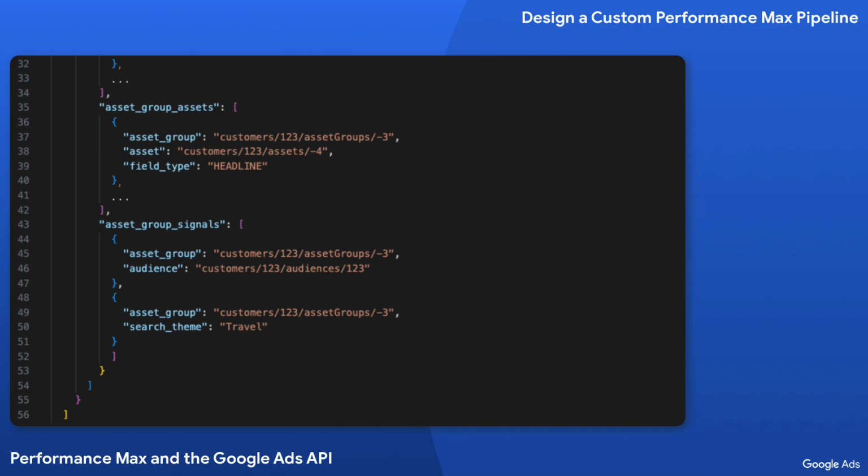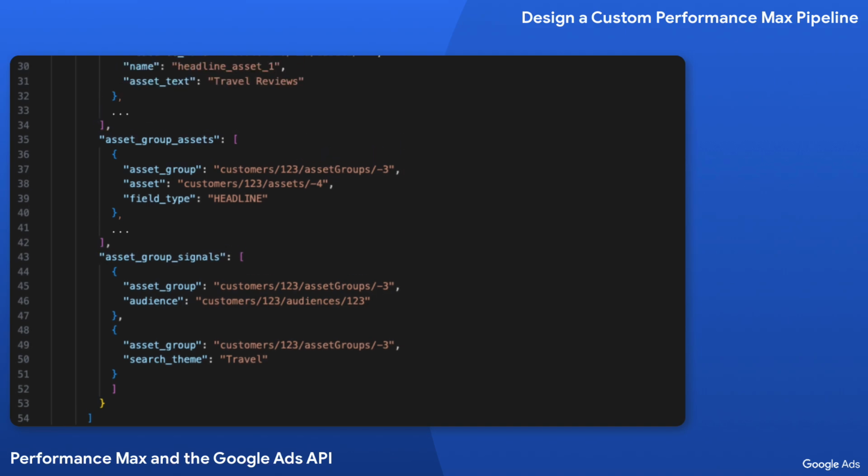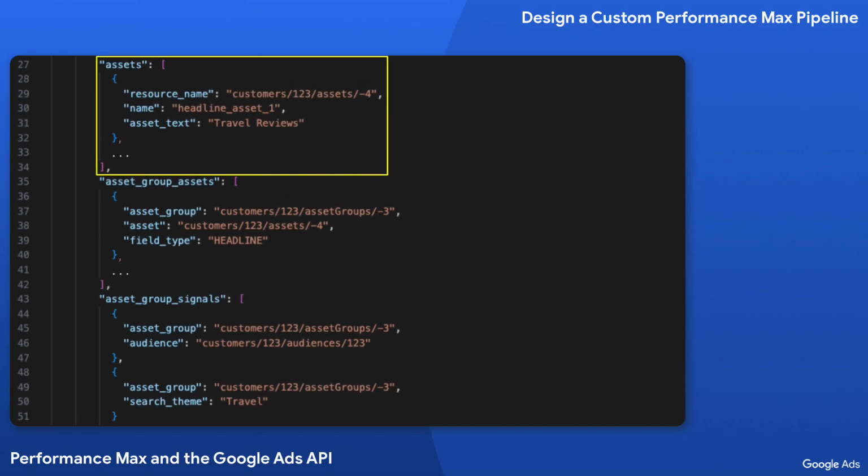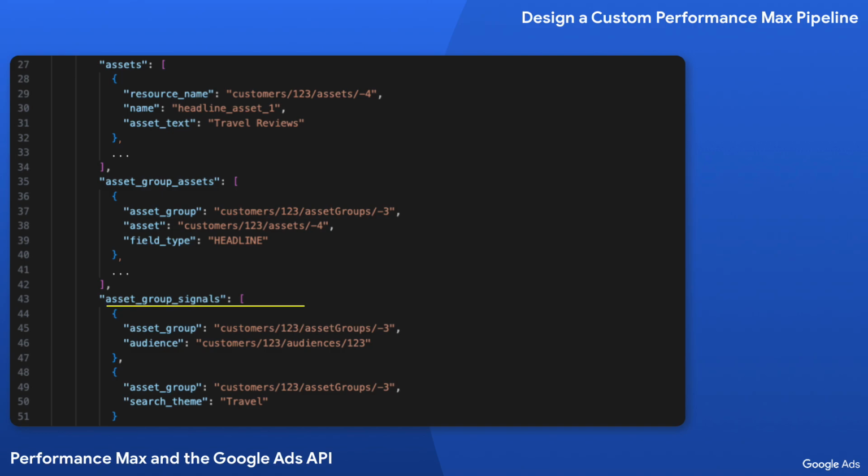The next change I want to point out is that the resources that were nested in each asset group now more closely resemble the underlying resources we'll be creating. To that end, we no longer have an asset group info field. This will instead be represented by a list of asset group assets. In addition, we now have a list of the assets that will be created as part of our request. Finally, each asset group signal is now represented by a single object rather than a list for each individual type.